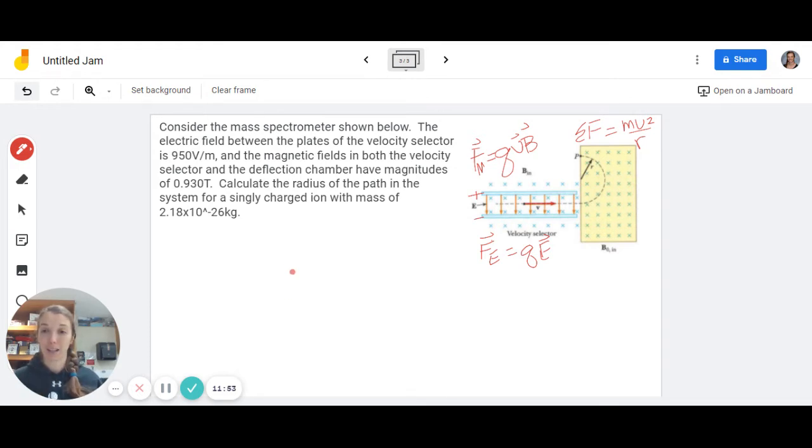We start off with the things that we know. So our electric field is equal to 950 volts per meter.